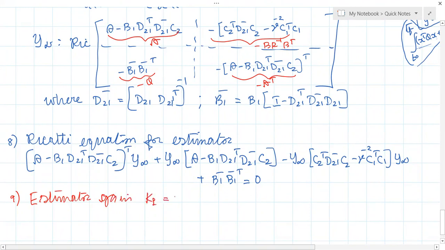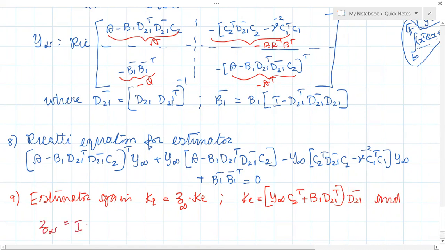The estimator gain will be given by the solution of this: Z infinity into Ke, right? Where K is equal to Y infinity C2 transpose plus B1 D21 transpose into D21 bar, and what is Z infinity? That is given by I minus gamma raised to minus 2 Y infinity X infinity inverse.